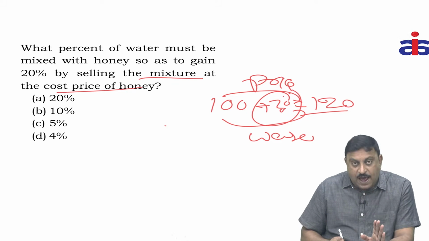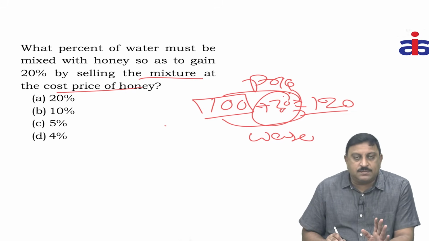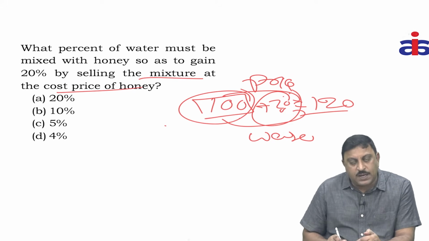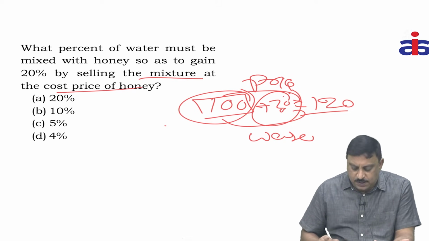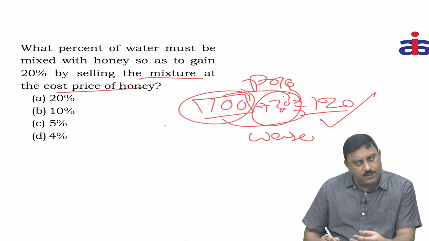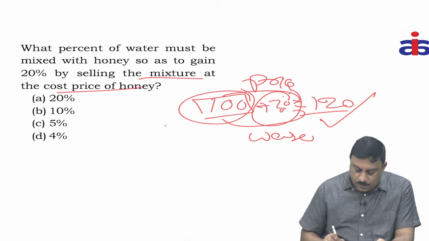So for 100 rupees of mixture, you are adding 20. Or, what you can mix, that is pure honey, you are adding 20 to get 20% profit. That's all, right? This is actually not that conceptual, but you should have some clarity about this one. Good question.